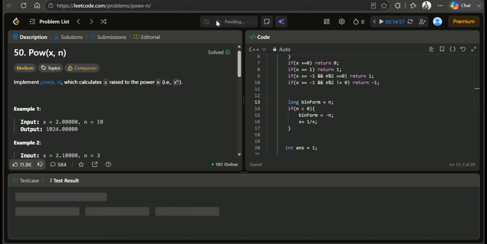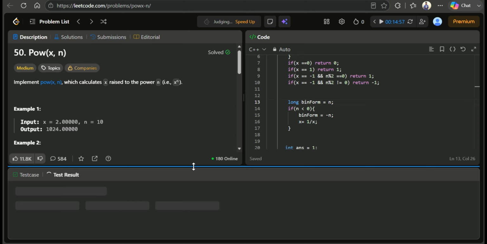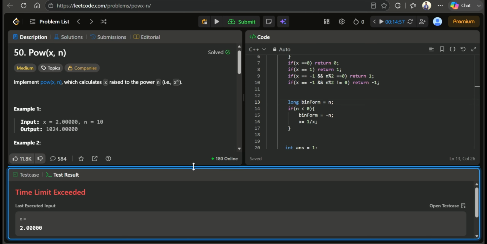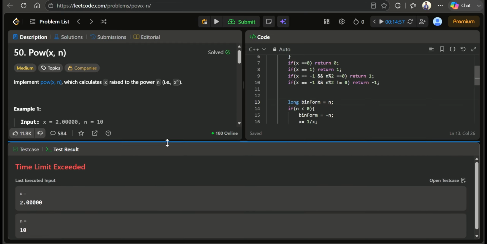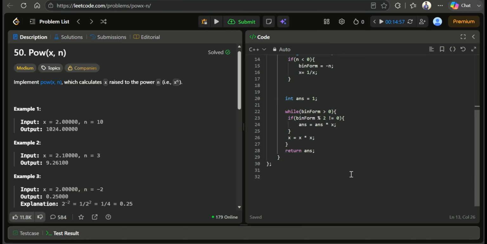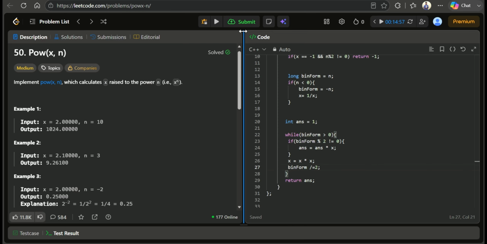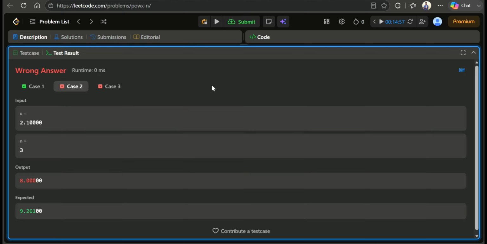Okay, I think it should be good now. Let's check. It's taking a long time. It's taking time limit exceeded. Why? What did we do wrong? Oh, if you see it here, we missed dividing our binary form by 2. My bad. If we miss it, then we won't be calculating any value. So we have to think about that too. It happens. I mean, we forget, we are human beings, right?